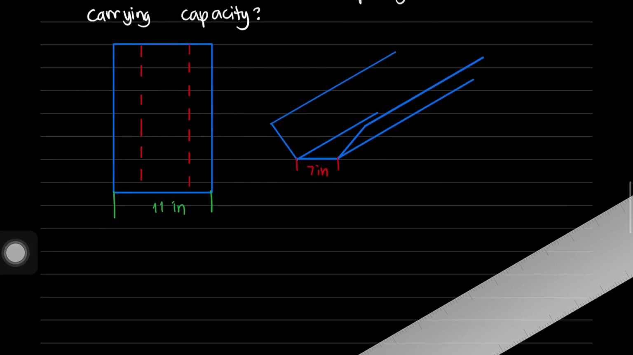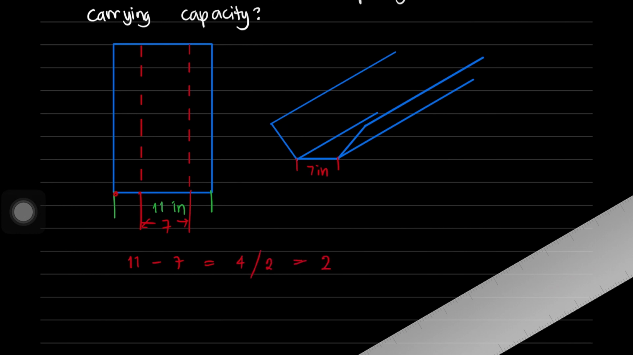Alright, now if this is 11 and this is 7, so if I'm just going to draw here a line, this length is 7. That means to say that this length, from here up to this point, would be 11 minus 7 divided by 2. So that is 11 minus 7, which is now equal to 4. If we divide 4 by 2, that means to say that this length is equal to 2. And this length will also be equal to 2 inches.